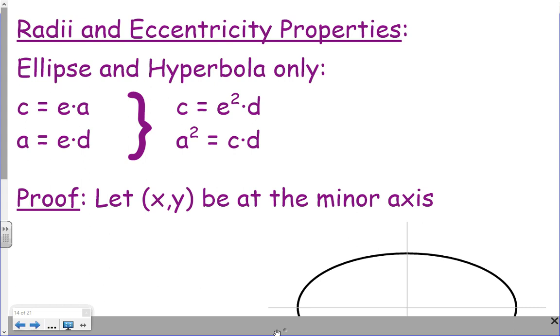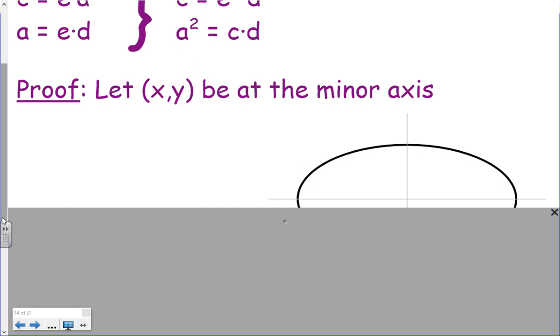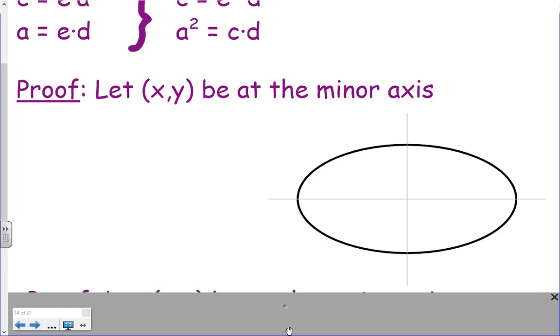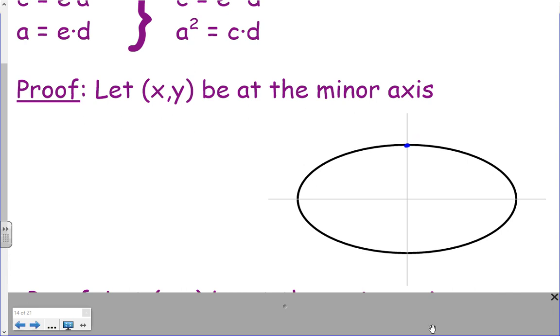So let's go through and prove the first one here, and then we'll tackle the second one. So actually, we're going to do the second one first, I guess, is really what we're going to do, just because that one's a little bit easier to prove here. But let's mark this point xy at the major axis like we've done in the previous slide there. We were either doing it on the major axis or the minor axis. That's a nice point to pick there for us.